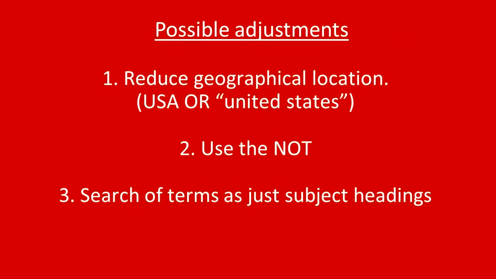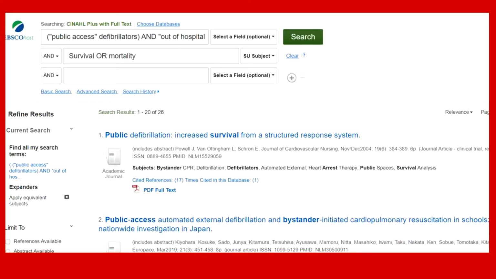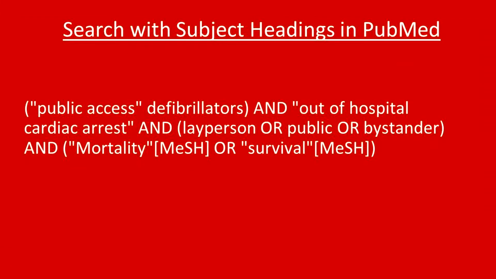There are 3 possible adjustments that can be tried. Firstly, if you only want articles in this country, use the search US or United States in quotations. This will remove most studies done outside the United States. Secondly, you can use the NOT to remove studies that are not about your topic. For this example, a good one would be first responders. Lastly, you can limit the search of the terms to just the subject headings. Databases handle subject headings differently. In CINAHL and other EBSCOhost databases, it's best to use the drop-down choices. On the other hand, in PubMed and Cochrane, you need to use the code for the MeSH heading.